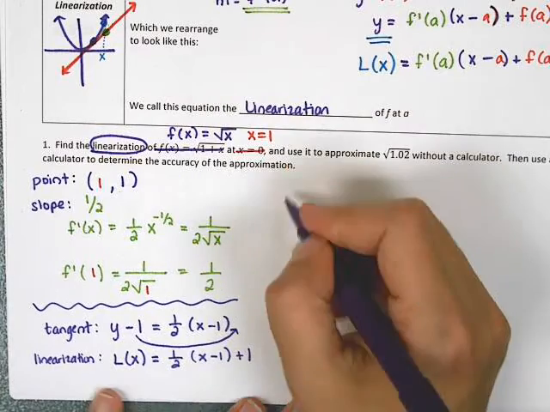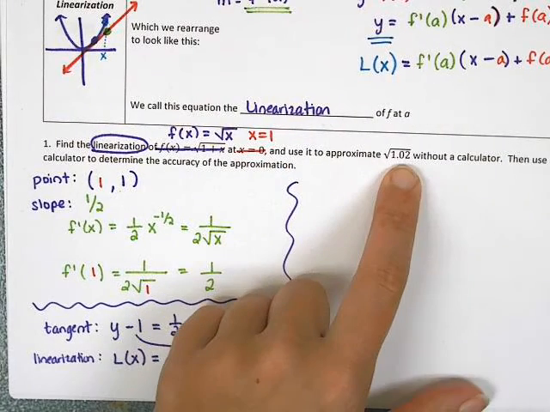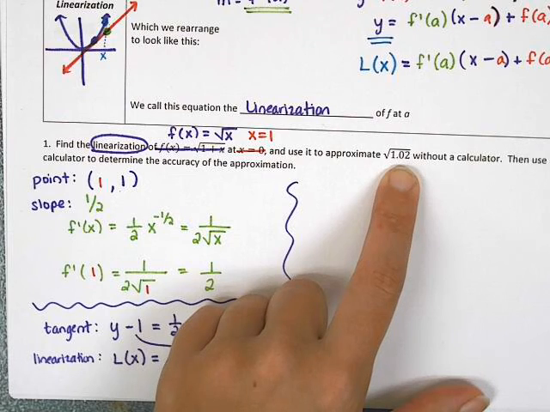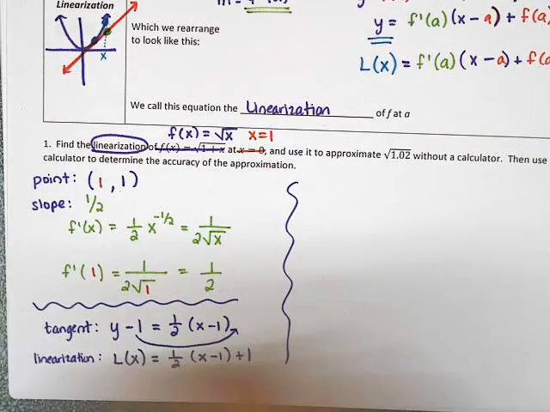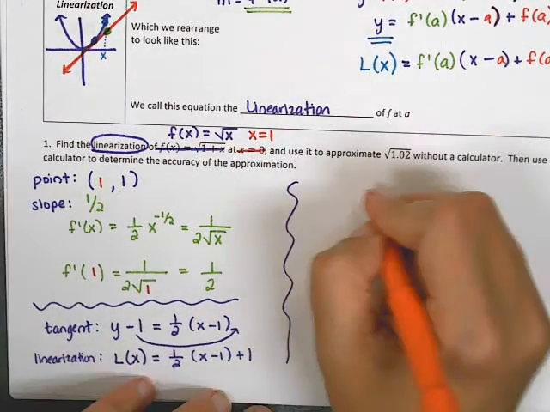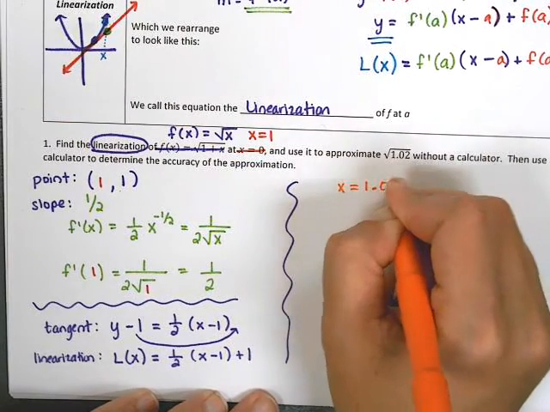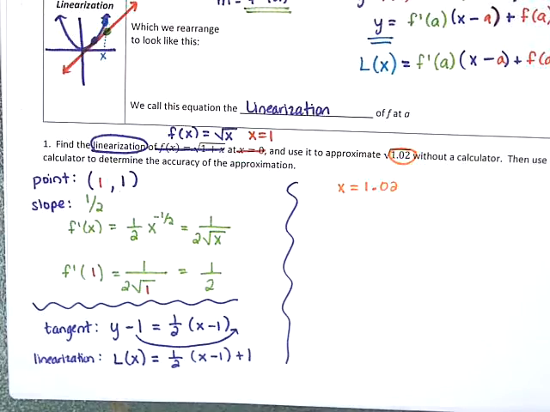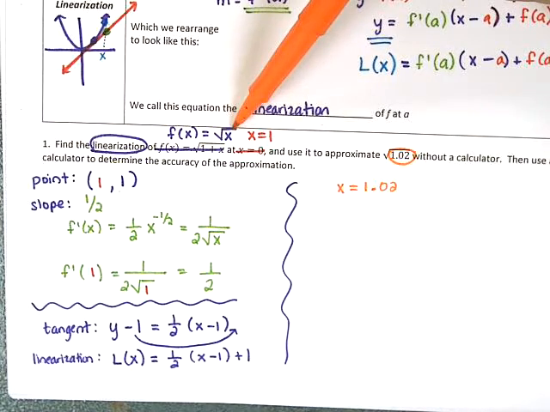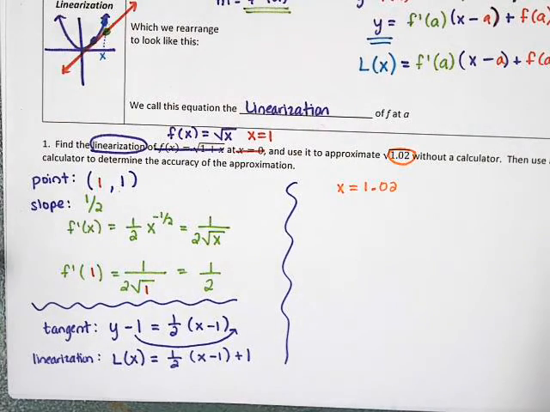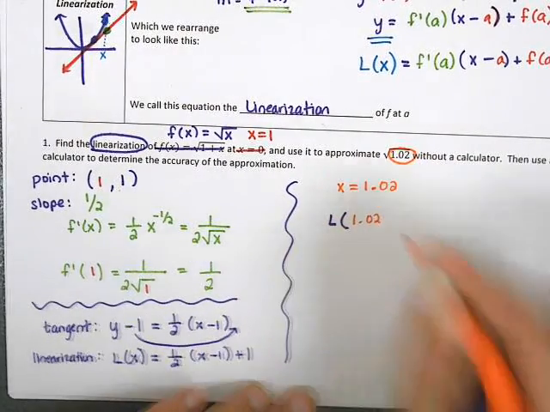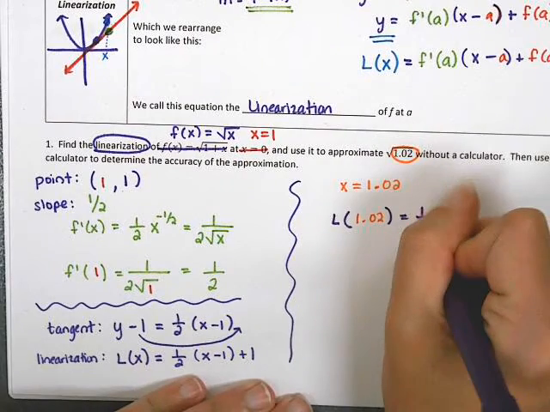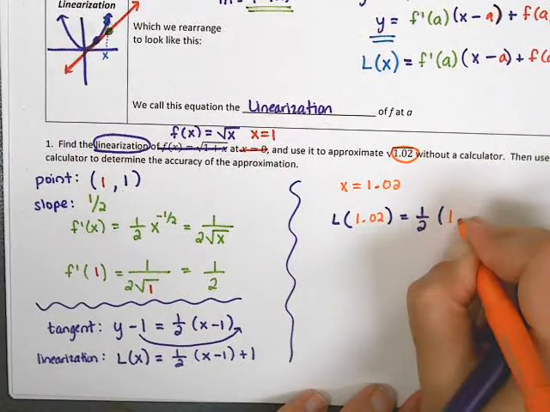Get the linearization. Now what we want to do is estimate this number without a calculator. Now the number that we're trying to plug in to the square root function, the new x value that I'm trying to use here, would be 1.02. I'm not including the square root here because the square root is already part of the function. I'm just looking at what number am I trying to plug in. I'm trying to plug in 1.02. So all I'm going to do is plug in 1.02 to my linearization, wherever I see an x.